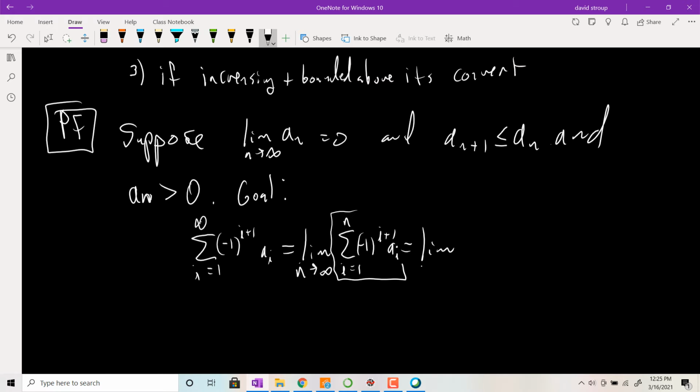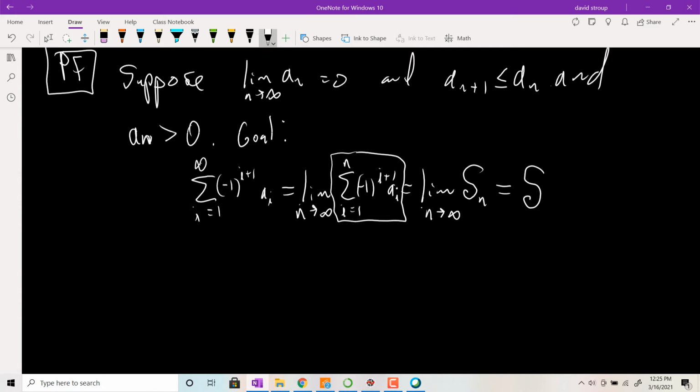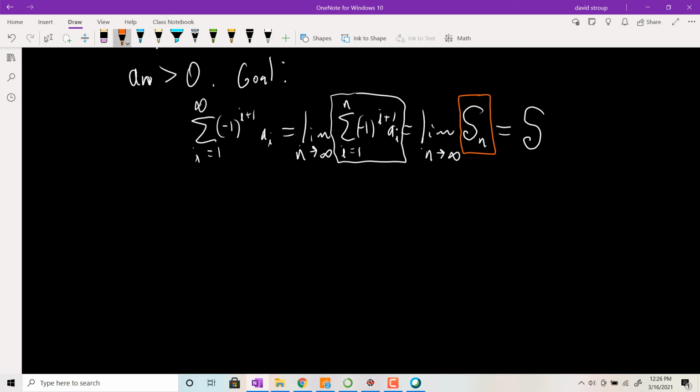What is this thing? This is a sequence of partial sums, right? It's that S sub n. We're trying to show that the sequence of partial sums, S sub n, as n goes to infinity, is equal to some number, we could call it S. In other words, it's convergent. So what we have to do is play around with that S sub n to show that the sequence of partial sums is convergent.